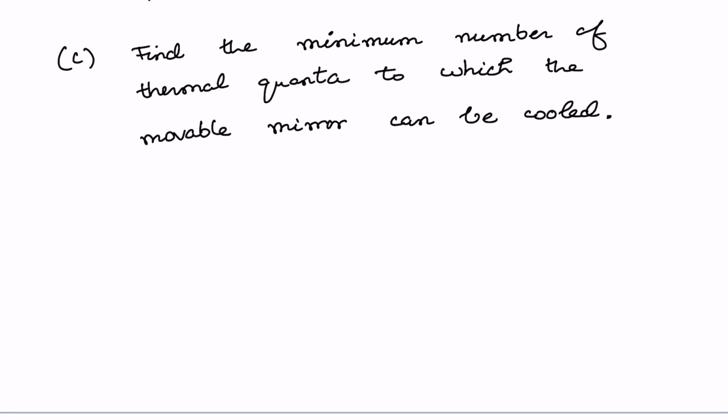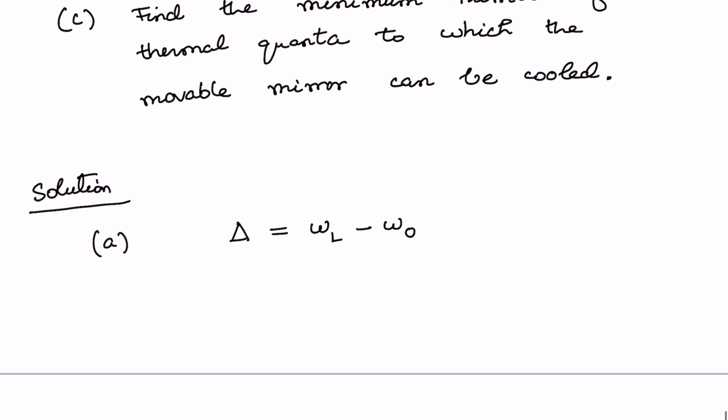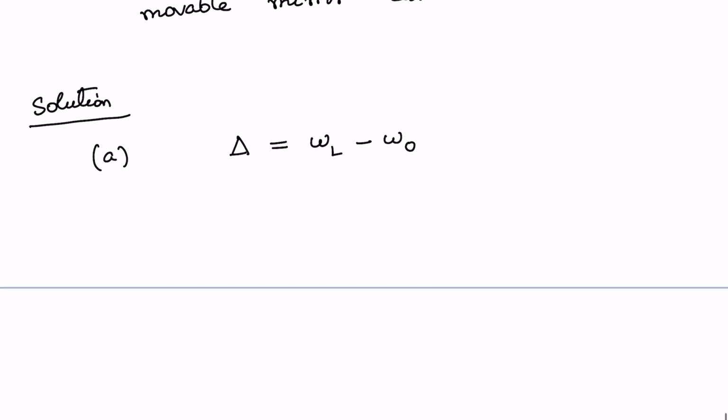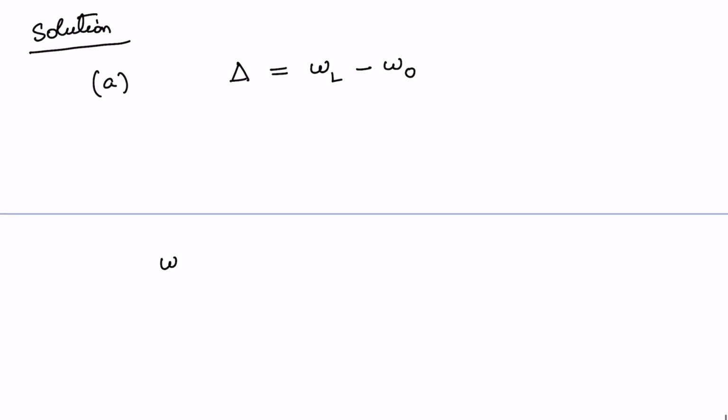So first of all, let us find out the detuning parameter, and we know that the detuning parameter delta is defined as omega L minus omega 0. Omega L is the laser frequency and omega 0 is the cavity resonance frequency, and omega L is equal to 2 pi c divided by lambda, where lambda is the wavelength of the laser. Now let me work it out.